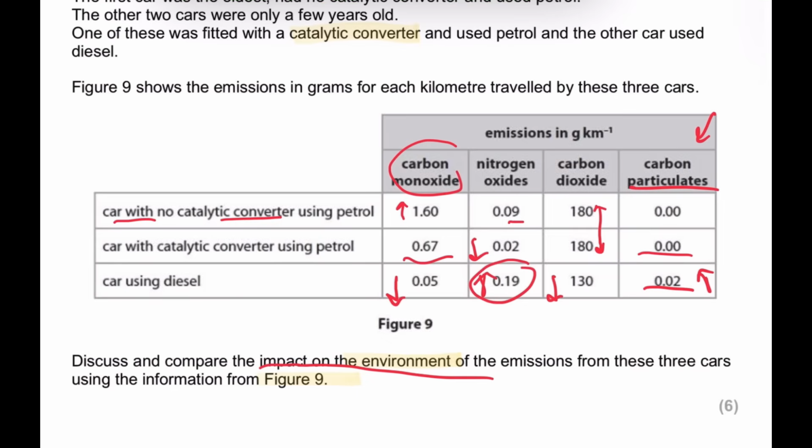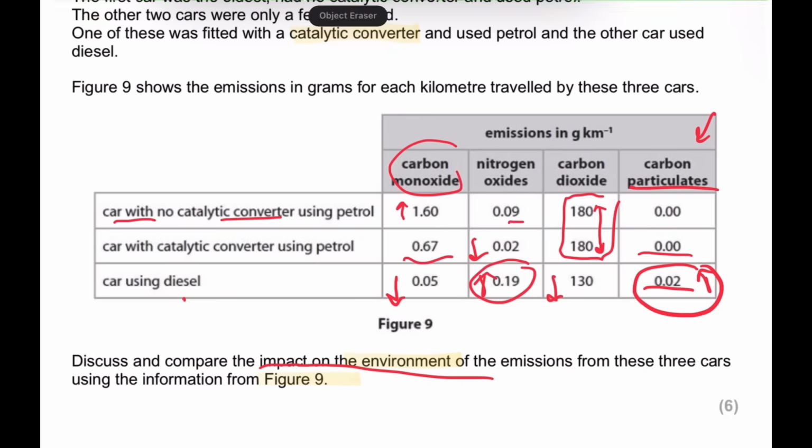Now we have carbon dioxide. It's actually the exact same for the car with no catalytic converter and the car with catalytic converter, and the least for diesel. We can say that carbon dioxide is bad. This is because it's a greenhouse gas, and this causes global warming such as sea level rising. And then at the end, we can say that the car with diesel has the most carbon particulates, and this is really bad because it sometimes causes breathing difficulty and also makes a lot of the buildings look very dirty. Now we're going to go into more detail.